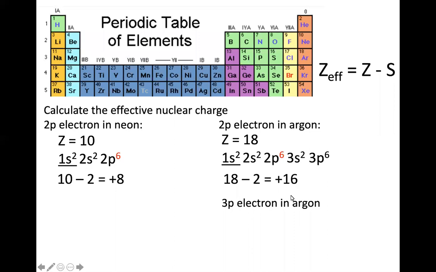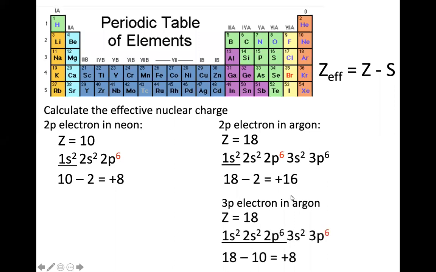How about the 3p electron in argon? This would be my setup for that. It has 18 protons, once again. From the perspective of that electron in the n equals 3 level, I would add up n equals 1 and n equals 2. That gets me a total of 10 electrons. So for that one, it also turns out to be +8 for its effective nuclear charge. What I'm trying to illustrate here is that you can calculate the effective nuclear charge for any of the electrons. The second thing I'm trying to illustrate is notice how neon and argon both ended up being +8 for that outermost electron. Same value.